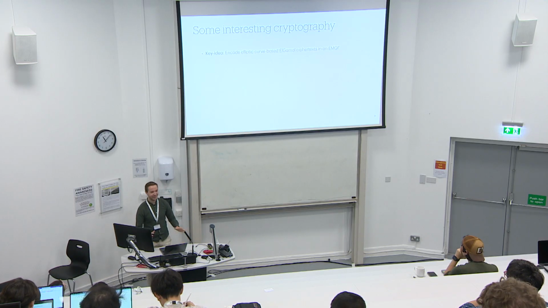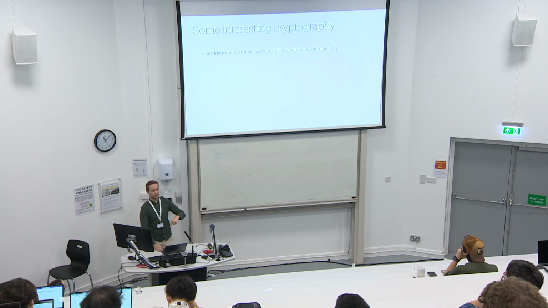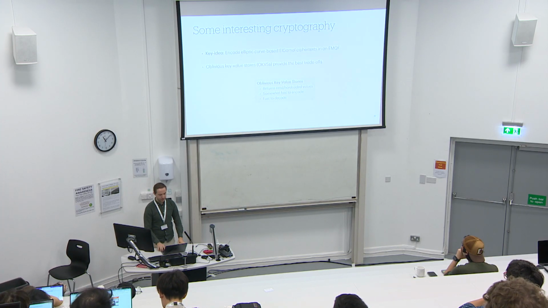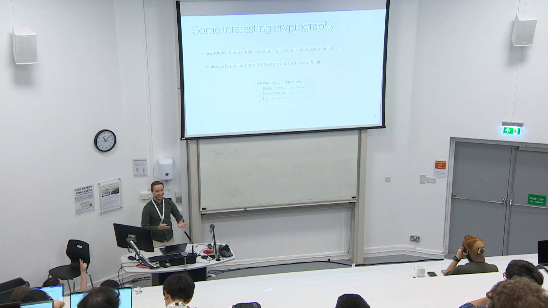Now, I saved all the interesting cryptography for just one slide. So if you don't care about the cryptography, you can close your eyes right now. The key idea here was that we wanted to make it really fast and really compact, because there are so many transactions that need to be sent to the other side. So the key idea is to encode elliptic curve-based ElGamal ciphertexts in such an EMQF. Elliptic curve-based because they're really fast and very compact. And we found that oblivious key value stores provide the best trade-offs. What's actually interesting to see is that if you use, for example, those encrypted polynomials, the protocol basically reduces to some previous work from Hazay et al. And if you use the encrypted Bloom filters, it also reduces to another work. So OKVSs, they're new.